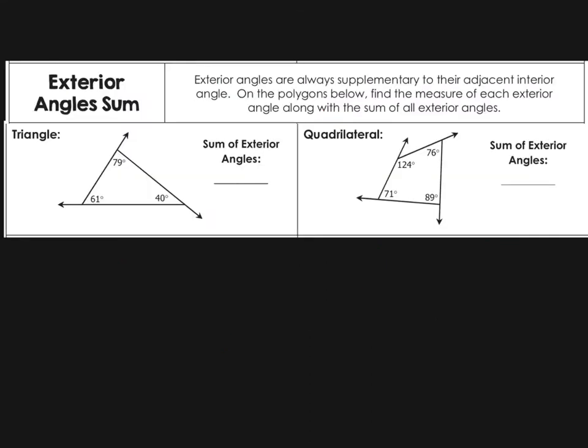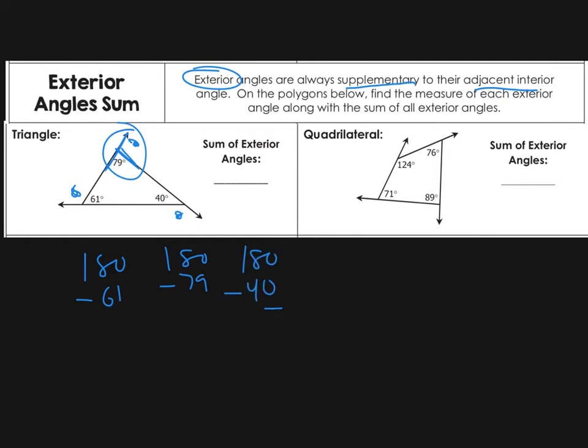Now we move on to the exterior angles. Now, exterior angles are a piece of cake. First of all, I know that the exterior angles are always supplementary to their adjacent interior angle. So we see, for instance, right here, these angles are a linear pair, so they're going to be supplementary. So let's go around and let's find the measure of this angle, the measure of this angle, and the measure of this angle. And we're simply just going to take 180 minus 61, 180 minus 79, and 180 minus 40. Press pause now and get those 3 answers.